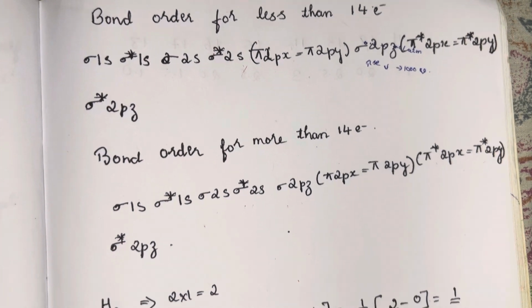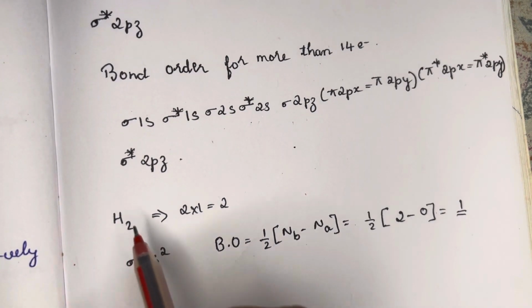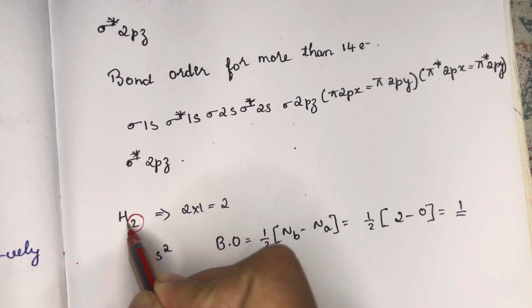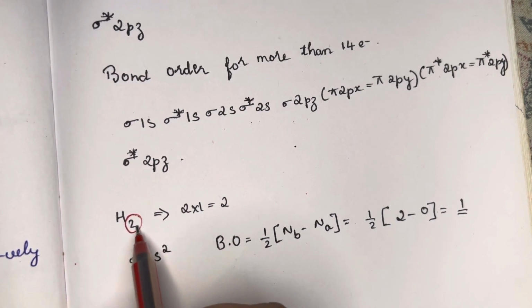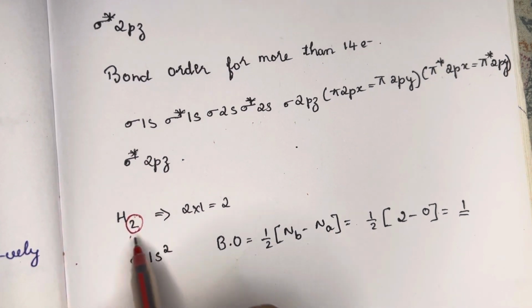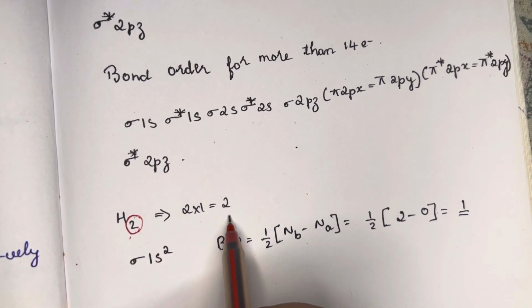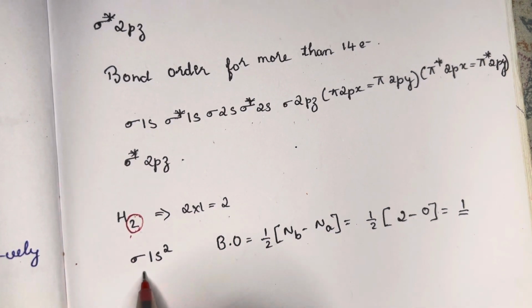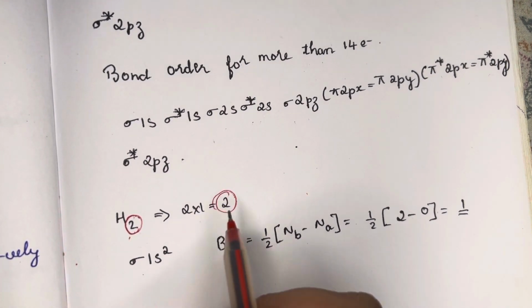Firstly, I will take hydrogen. See here, how many hydrogen atoms are there? 2, right? So 2 into the atomic number of hydrogen, which is 1, so 2 into 1 is equal to 2. The total number of electrons is 2.